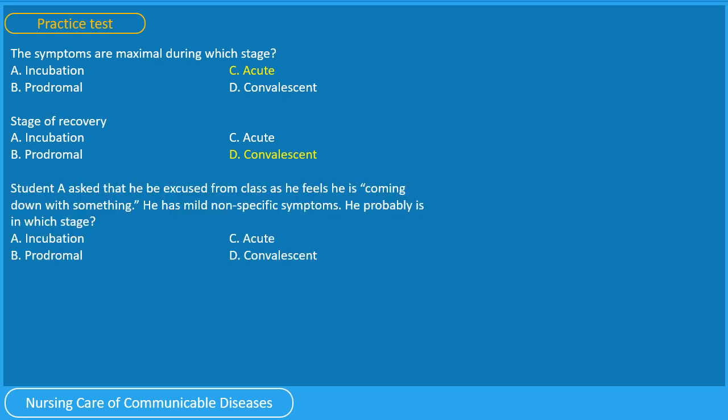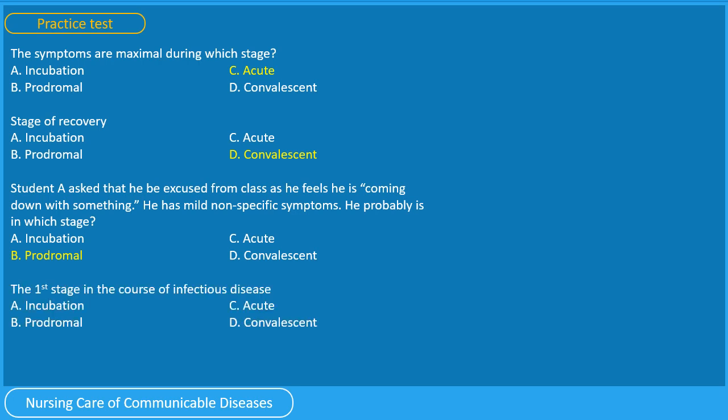Student A asks that he be excused from class as he feels he is coming down with something. He has mild and specific symptoms. He probably is in which stage? A. Incubation, B. Prodromal, C. Acute, D. Convalescent. You have 5 seconds. If you answered B. Prodromal, you are correct.